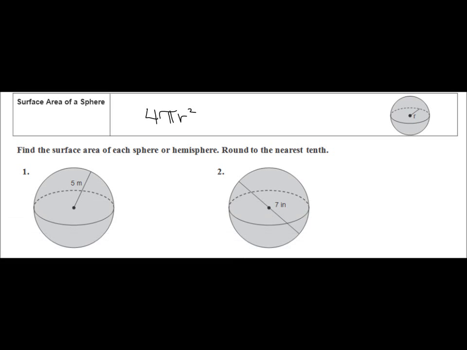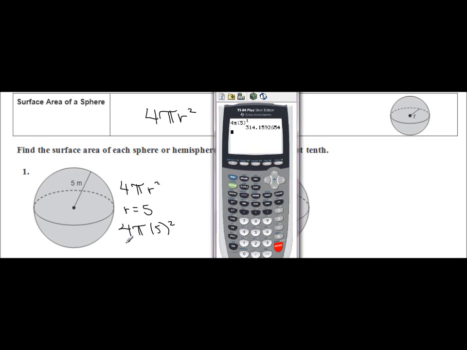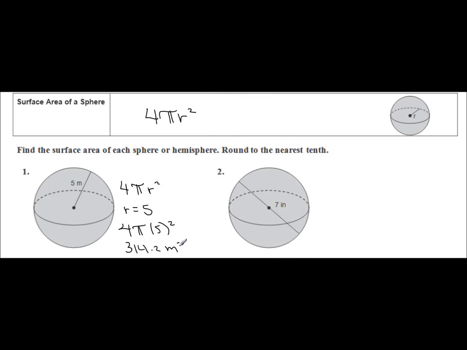So for the first example, it's simply 4 times pi times the radius squared, where the radius in this case is 5. So it's 4 times pi times 5 squared, which is just substituting into the calculator. 4 times pi times 5 squared gives me a total of 314.2 meters squared. Alright, so pause the video and try number 2 on your own. And you should have gotten an area of 153.9 inches squared.